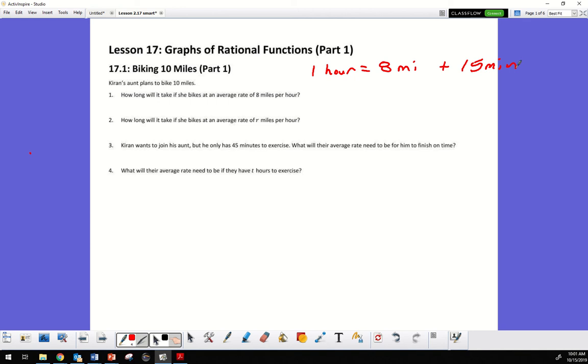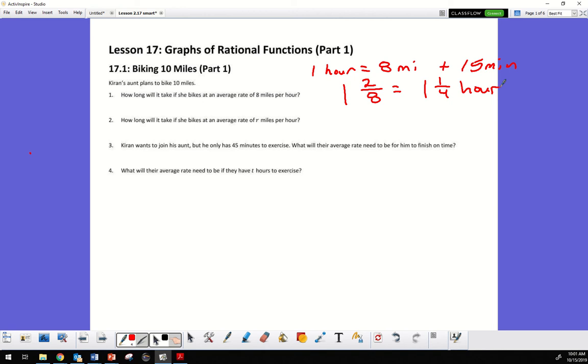Now, there's another way I could have done it. I could have also just written it as a fraction. I have that 1 hour, and then it's going to be 2 out of 8, which is 1/4 hour. Okay, so that's another way of doing it, but we also did it with minutes there.